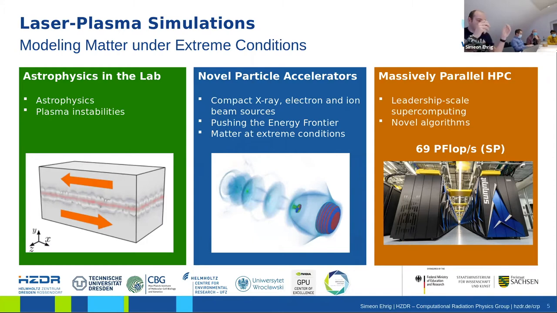So we need to make small modifications and look at how it behaves. The problem with this workflow is that it takes time to modify the experiment, and it also costs money. So there was the idea to develop a simulation, to make it faster to get an idea of what we can change and what the result should be. And this simulation is called PIConGPU.